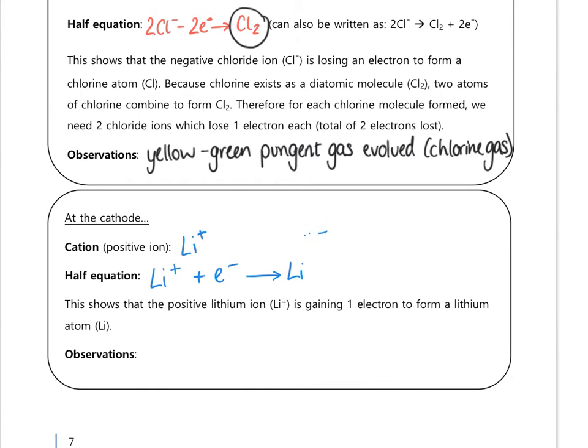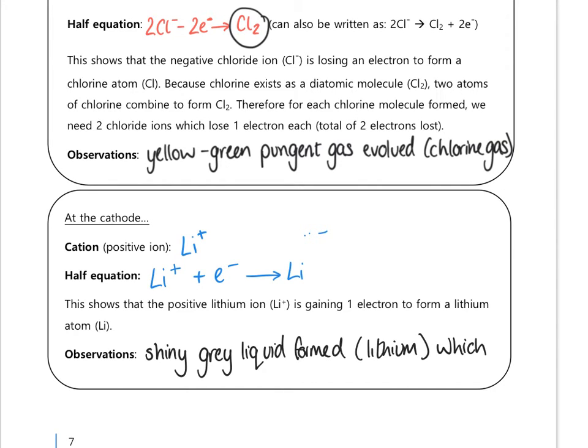What do I observe at the cathode? Well, it's very, very similar to our previous example. Again, I'm forming a metal. Lithium is a metal. And so it's exactly the same observations here. I see a shiny grey metal in the form of a liquid because of the high temperatures. So it's a shiny grey liquid formed. Why am I seeing that? It's because it's lithium. And it sinks to the bottom.